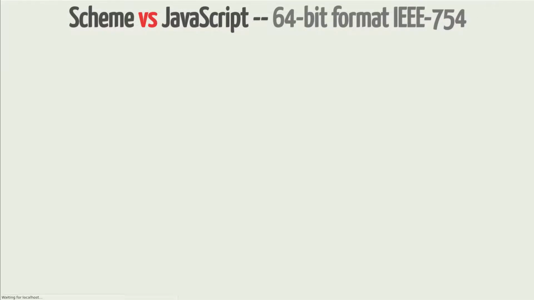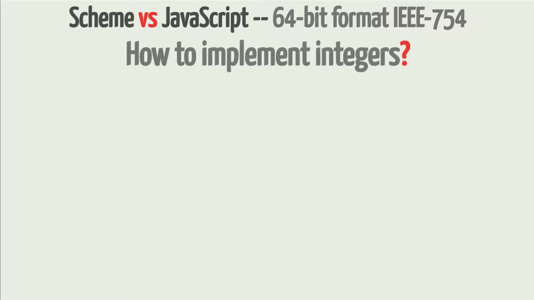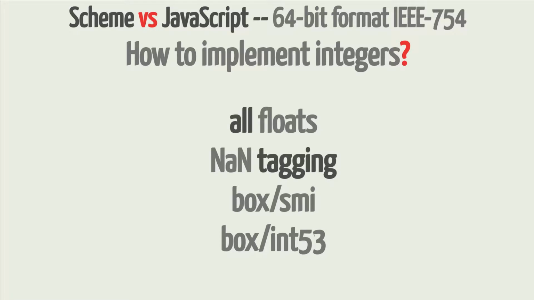Let us mention another important difference: numbers. Contrary to most general-purpose programming languages, JavaScript only supports floating-point numbers. However, integers play an important role, for instance, for accessing arrays. So the question: how to represent integers? And more precisely, in our case, how to map JavaScript integers to Scheme integers? There are at least 4 known possibilities.